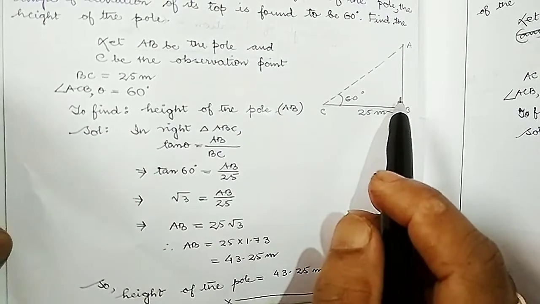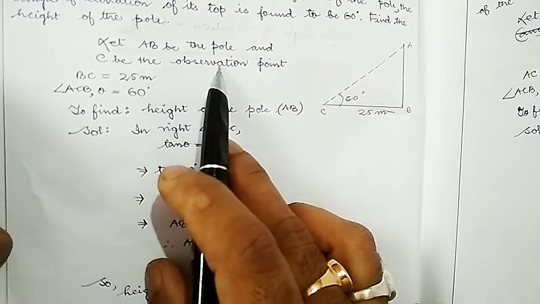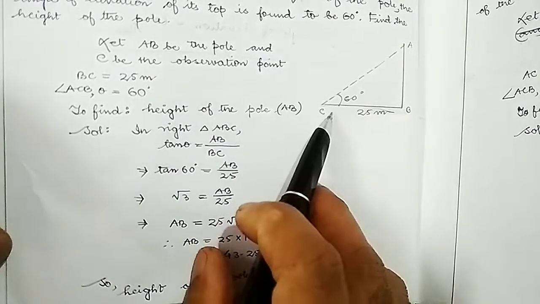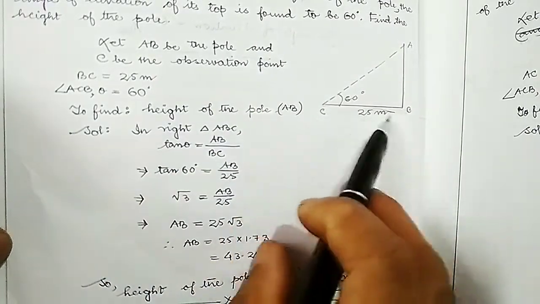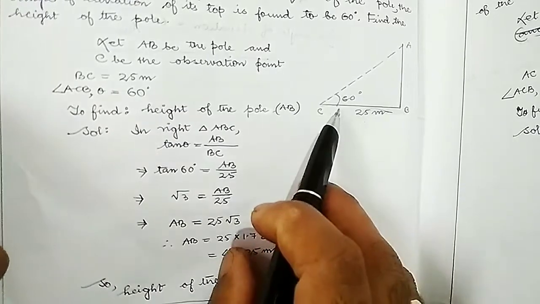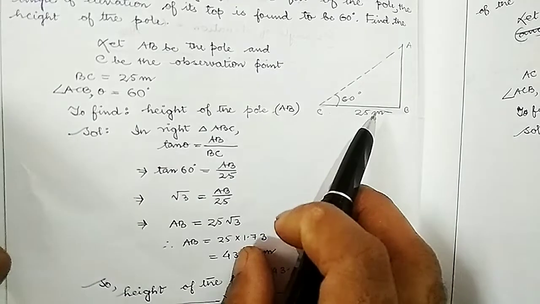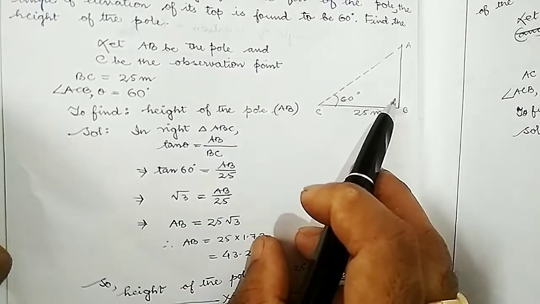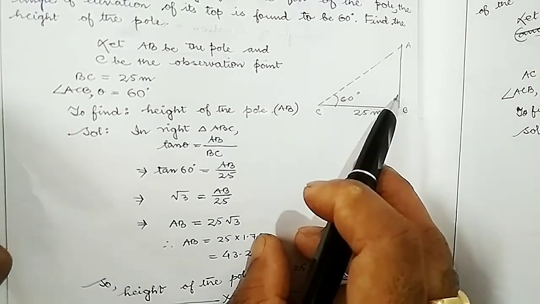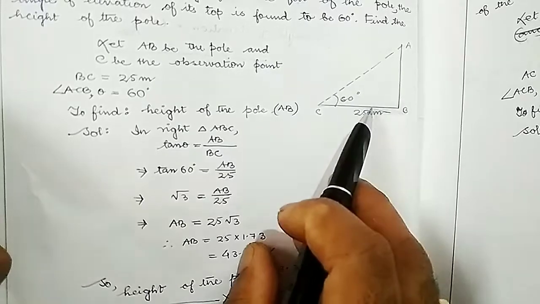So exactly like the previous sum, let AB be the pole and C be the observation point. Now BC here is 25 meters. This angle is 60 degrees and we have to find the height of the pole. Here also base is given, perpendicular is to be calculated, and we know we have to use tan theta.